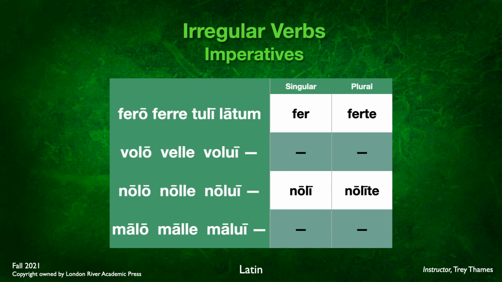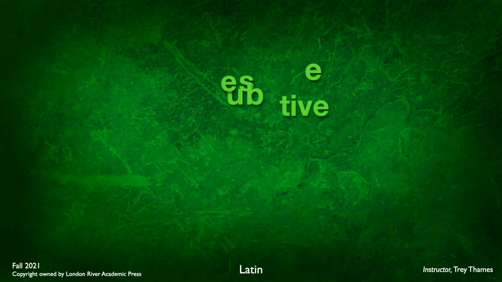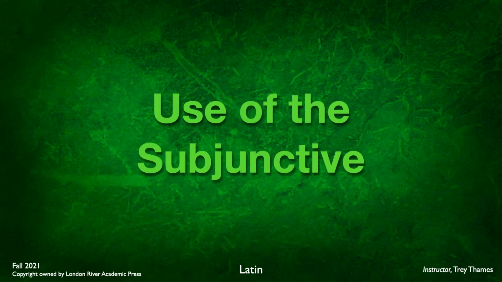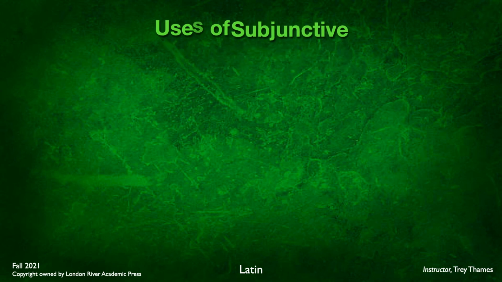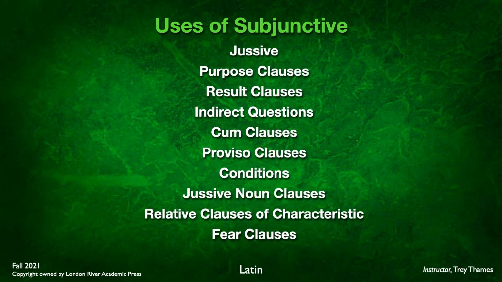Now, the last thing we're going to study for this chapter is one more use of the subjunctive. Here's a quick review of the uses of the subjunctive that we've studied thus far. If you remember, we studied the jussive, the purpose clauses, result clauses, indirect questions, and then finally last chapter we looked at cum clauses. In this chapter, we're going to be studying proviso clauses. And as you can see, we're now over halfway done through our list of subjunctive uses. We're going to move through them pretty quickly here.